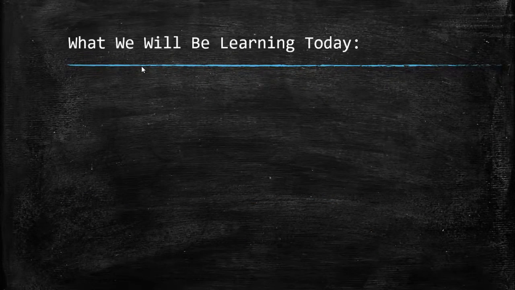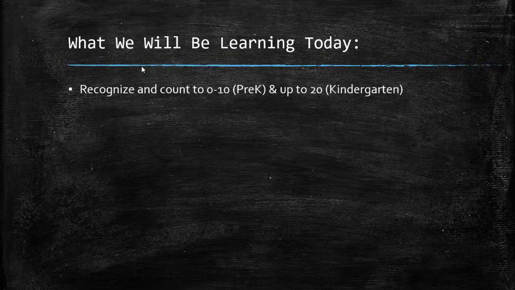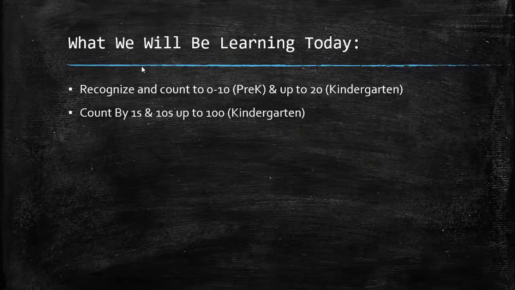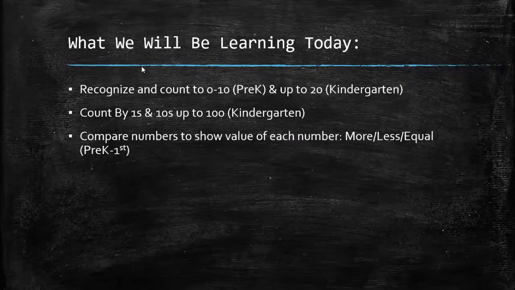In today's lesson, we will be learning recognizing and counting 0 to 10 and up to 20 for those who are doing pre-K children and kindergarten children. Counting by ones and tens and up to 100. As well as comparing numbers to show value of each number: more, less, and equal.